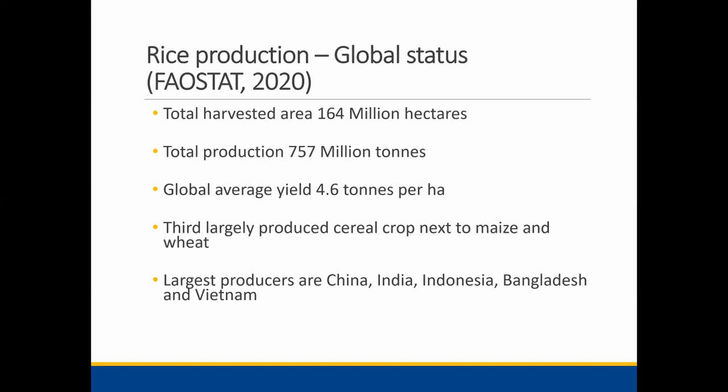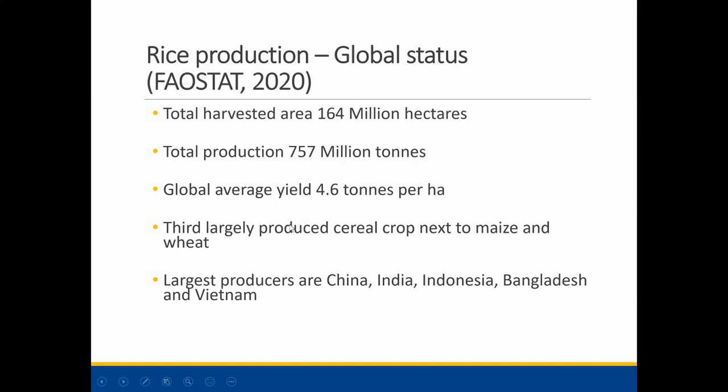Sri Lanka also, in the recent past, right before this policy change came into place, like the banning of agrochemicals, was getting very close to this yield, very close to the global average. It was around 4.5 tons per hectare. We were very close, and we were self-sufficient as well, in the recent past before this policy change came.